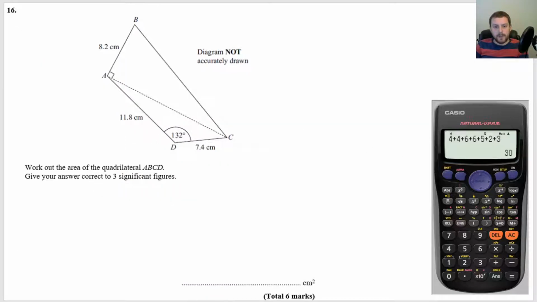Okay, number 16. We've got a quadrilateral ABCD, so it's this shape here all the way around, and it wants the area of it. Okay, so we are going to use the sine rule, although, actually, can we use the sine rule for that? No, I don't think we can. I think in order to answer number 16, we need to use the cosine rule, which unfortunately I was going to do with you in the week before half term.